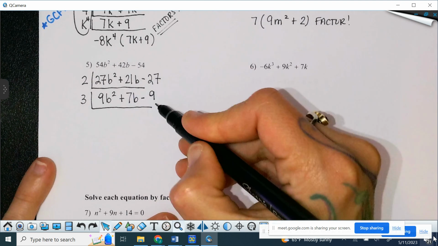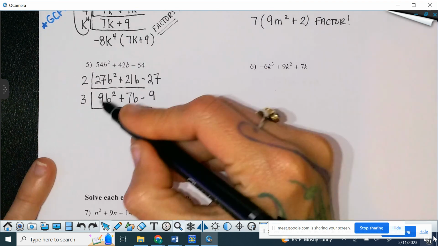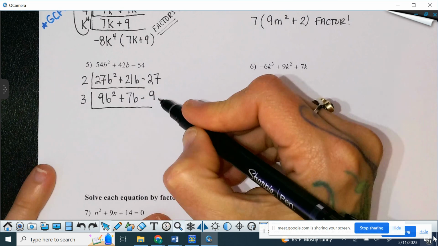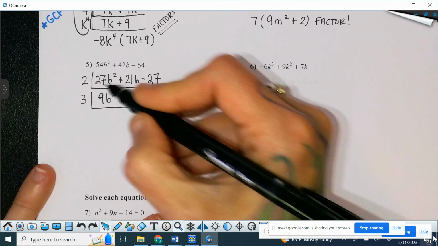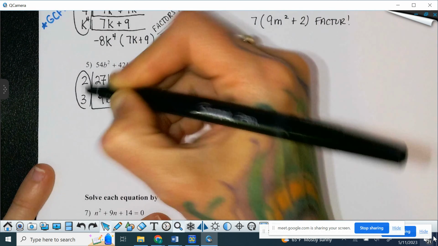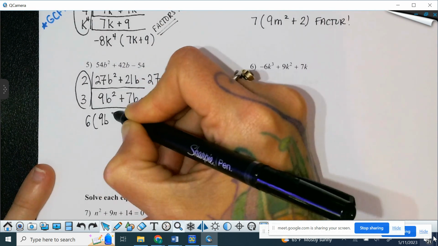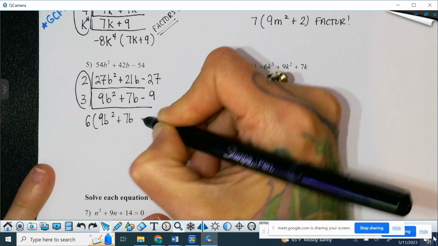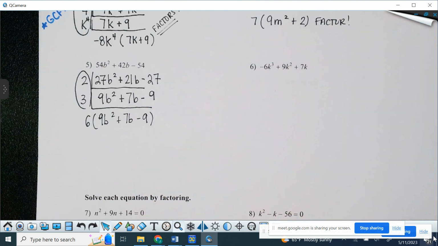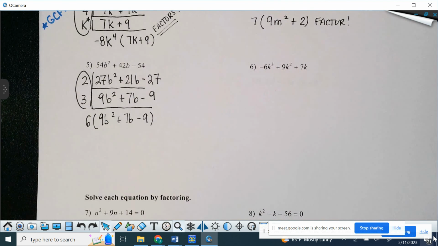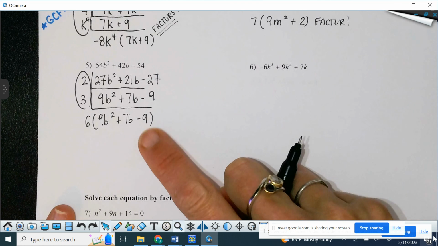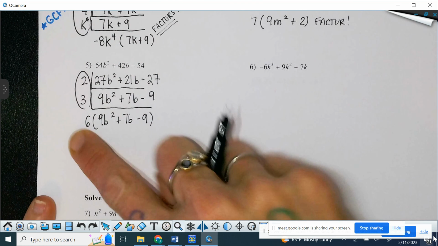So we're good number-wise. Going down the line, I have b squared, I have b, I have no b's. That means there's nothing else I can pull out. You're going to multiply down the side. So 6 is our GCF. 9b squared plus 7b minus 9. We factored by GCF. Now, after today, you would not stop here. You would factor again because I have a trinomial, right? The 9b squared plus 7b minus 9. Or we would at least try to factor again. But for right now, this is our GCF, and that's all we needed right at the moment.